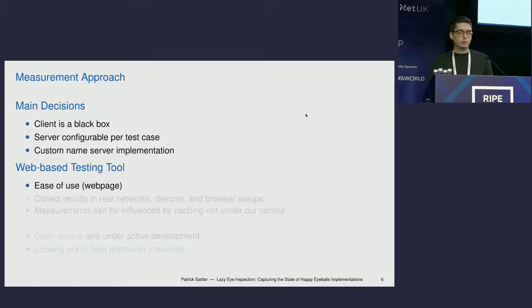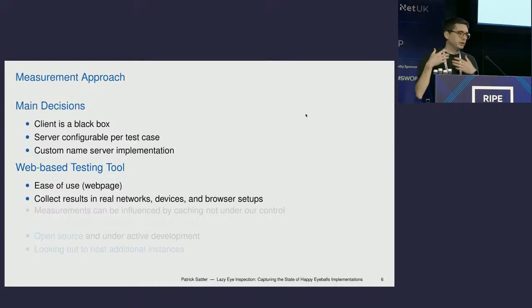Our web-based tool should be easy to use, so everyone can just go on it and run some measurements to get results. It's intended to collect results in real networks, on real devices, with real browser setups, because we know that there's a wide variety out there, and we cannot cover them in artificial setup environments.